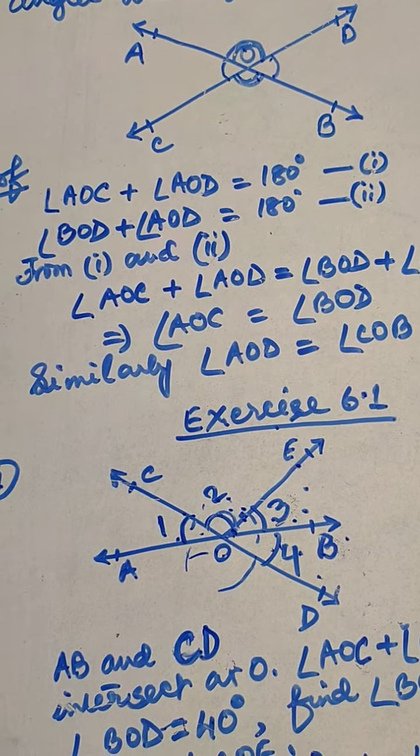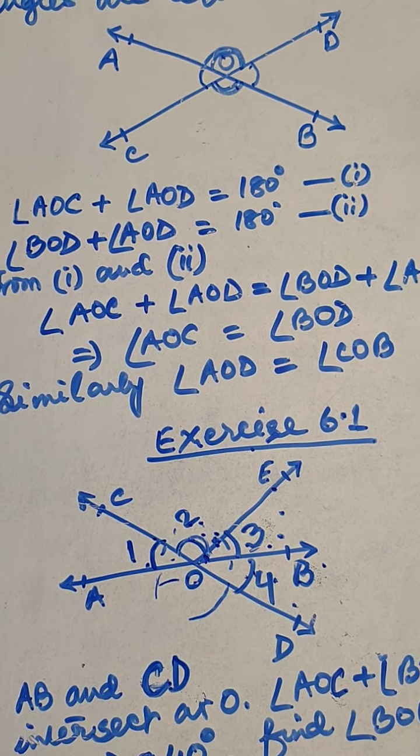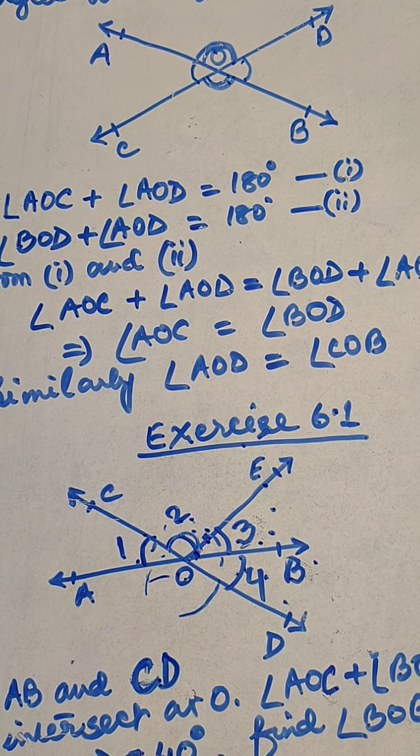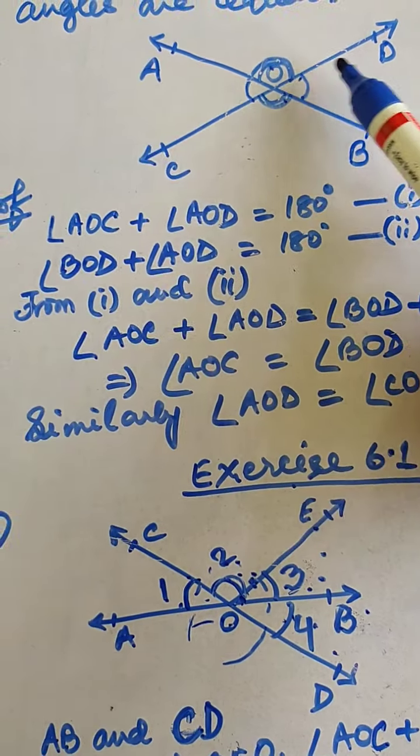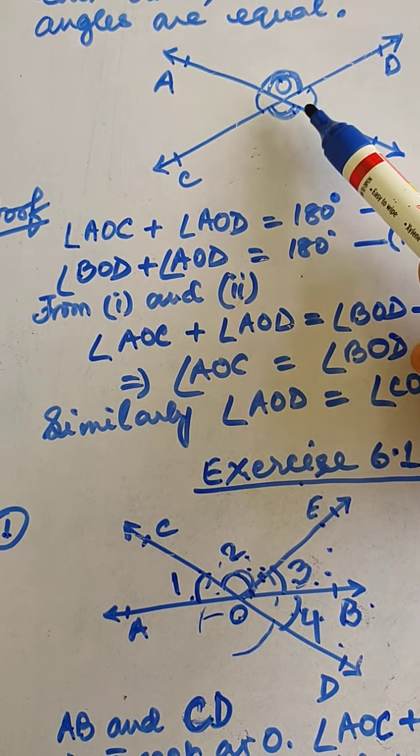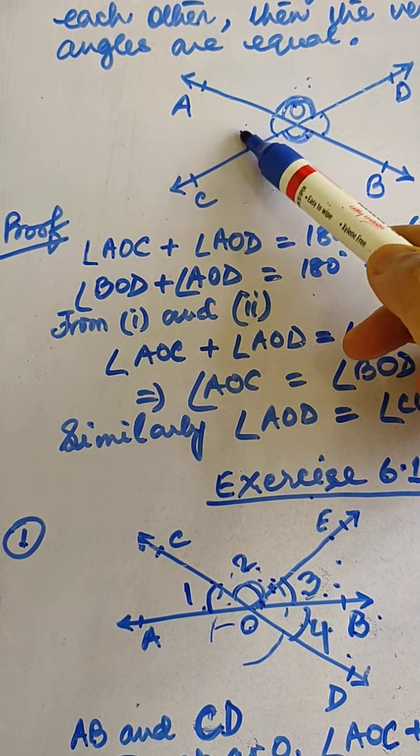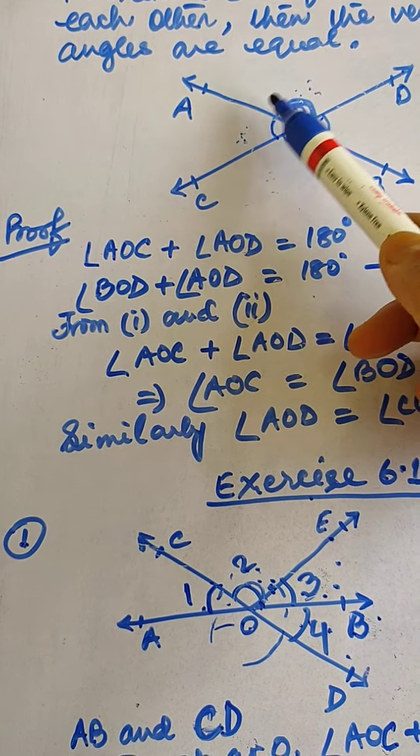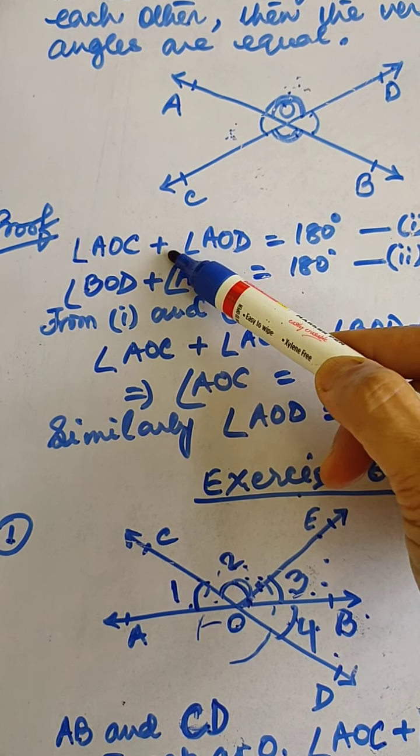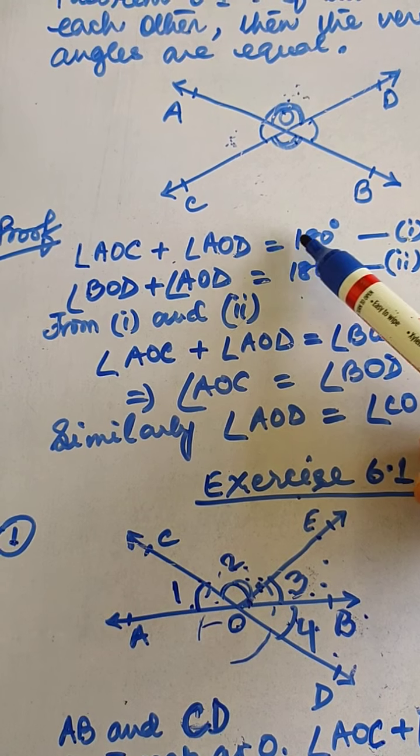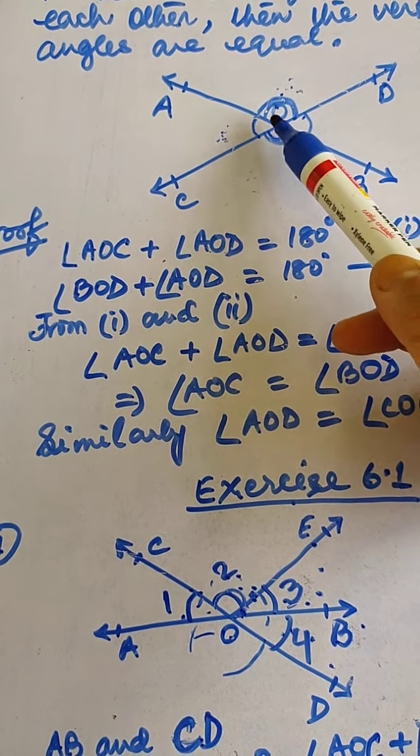Now here you see, AB and CD are two lines. If we consider CD as a line, we can see here OA is the ray standing on CD. So CD is a line and OA is standing on it. Then we have these two angles as adjacent angles and they will add up to 180 degrees. That means these two angles are supplementary angles. So we can write the relation as angle AOC plus angle AOD equal to 180 degrees. Call this equation 1.